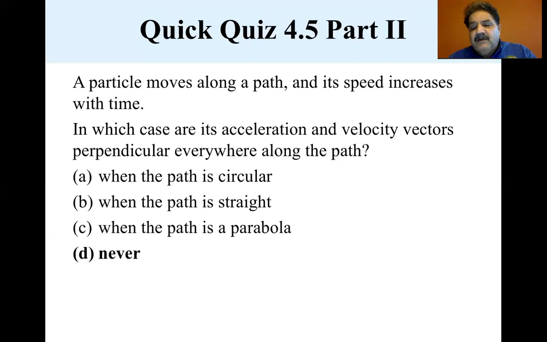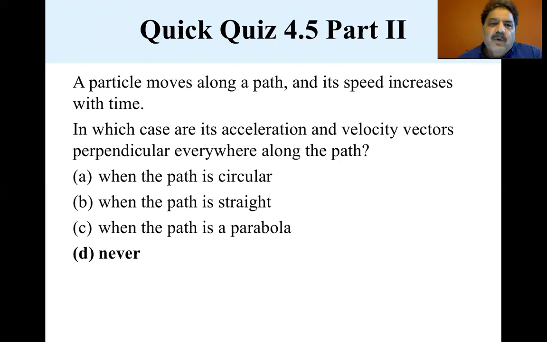If the acceleration vector is to be perpendicular to the velocity vector, it must have no component tangent to the path. On the other hand, if the speed is changing, there must be a component of the acceleration tangent to the path. Therefore, the velocity and acceleration vectors are never perpendicular in this situation. They can only be perpendicular if there's no change in speed.